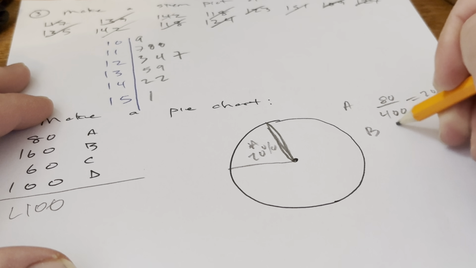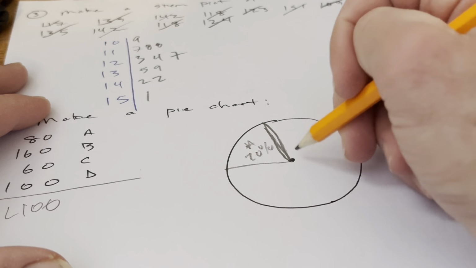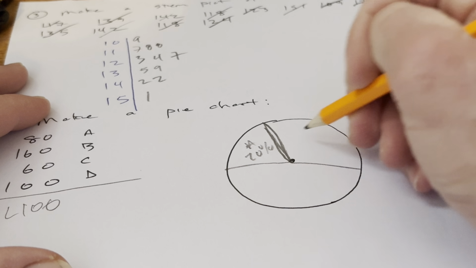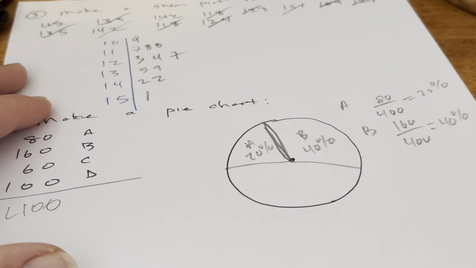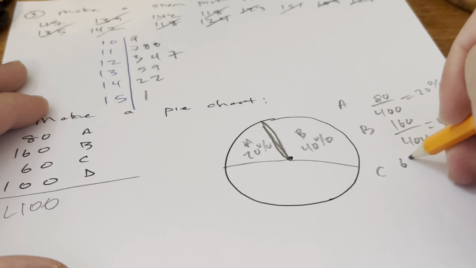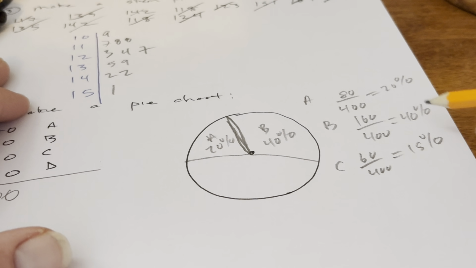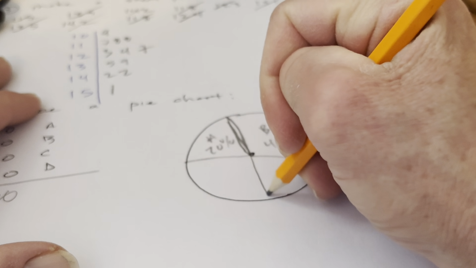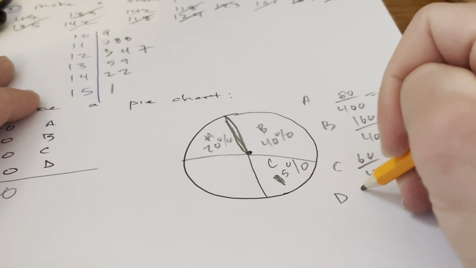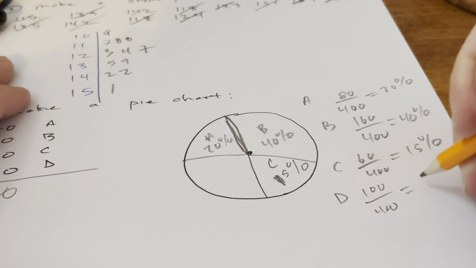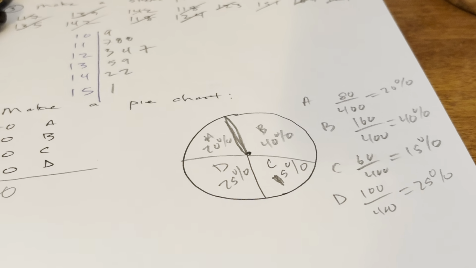And then B is going to be 160 over 400, which is 40%. So here's 50. It's going to be a little bit more when you add them together. All right. Then C is going to be 60 over 400, which is 15%, 0.15. And if you add those 3 numbers together, you get 75% exactly. So C is 15%. And that leaves me with D, 100 over 400, which is 25%. D, 25%.